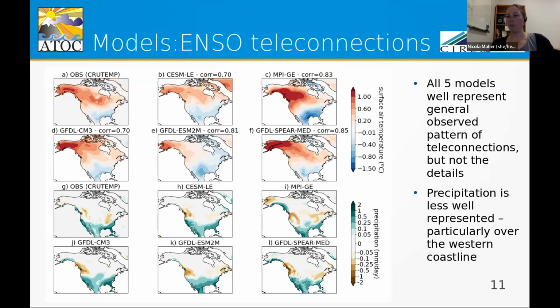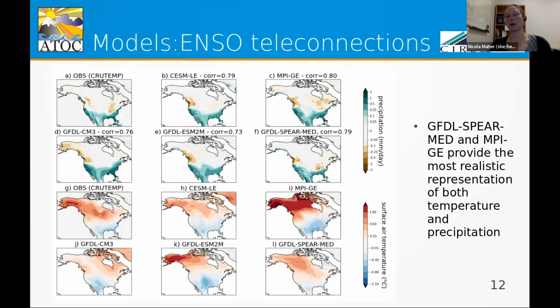When you look at the bottom for precipitation, which is the same member as shown in the top panels, you can see again the overall pattern of teleconnections is well represented, but there are local differences, particularly over the western coastline. Okay, so we can do this again, and now we can look at the highest correlated member for precipitation. And you can see that that does improve the representation of precipitation in the model, which you might expect.